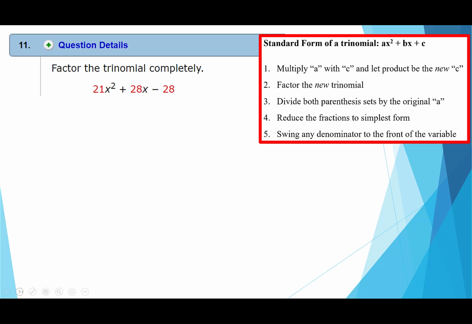Okay, this one says factor the trinomial, but notice it's included the word completely. For the most part, when you see factor something completely, it means that you'll need to look for a greatest common factor first. And I want you to notice that these numbers are much bigger than the previous problems: 21, 28, and negative 28. Each of these have a common factor of 7. So before we even start, I want you to divide all three terms by 7. This will be 3x squared plus 4x minus 4.